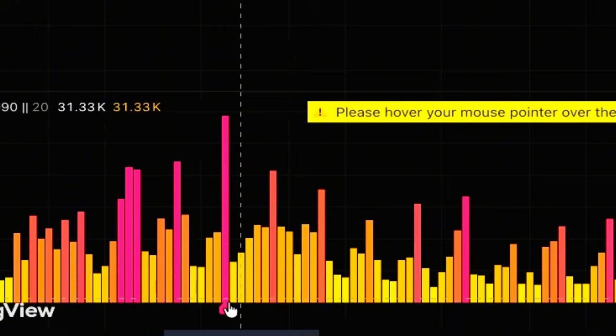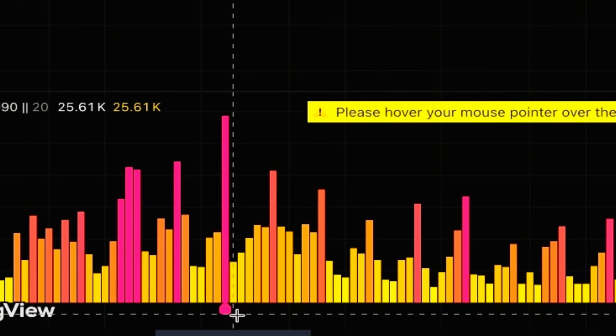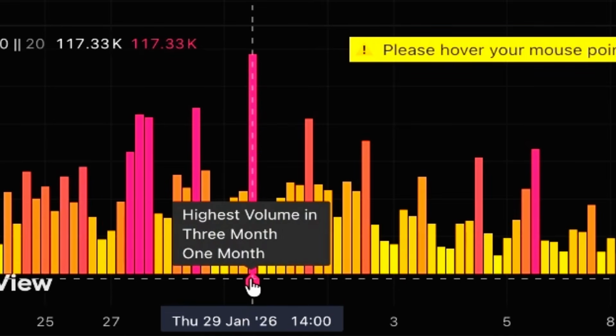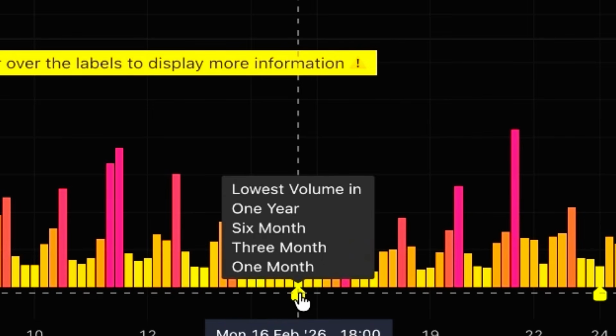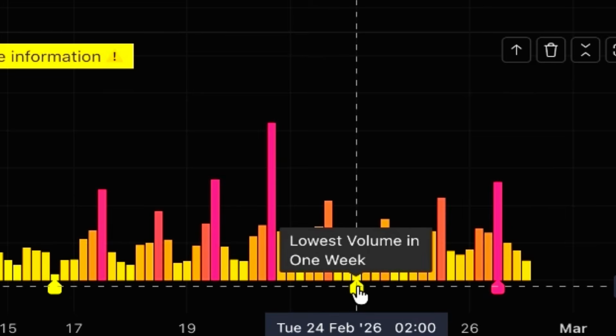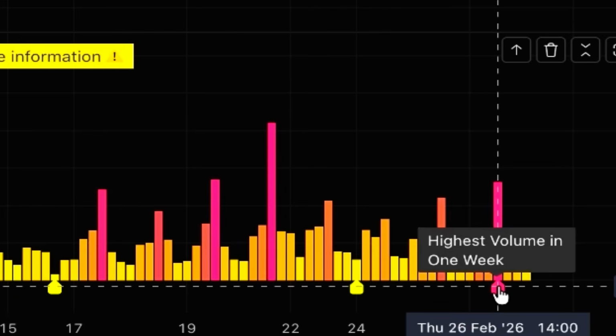Sometimes below the bars, there is a label tag, as you can see, and when you hover on them, it gives information. For example, here it says that we had highest amount of volume in 3 months, or here it says the lowest amount of volume in 1 year. The lower windows are also listed, like lowest amount of volume in the past 6 months, 3 months, and 1 month. Or here it says the lowest amount of volume in 1 week, and here the highest amount of volume in 1 week.